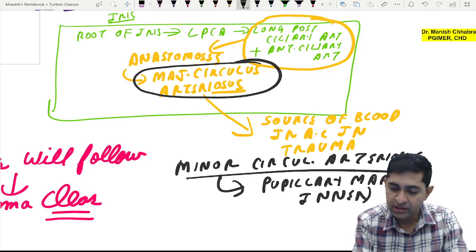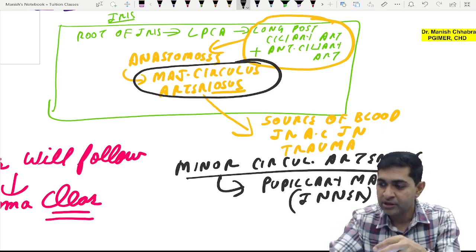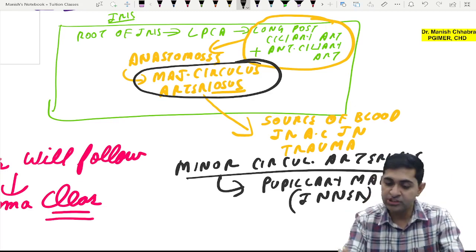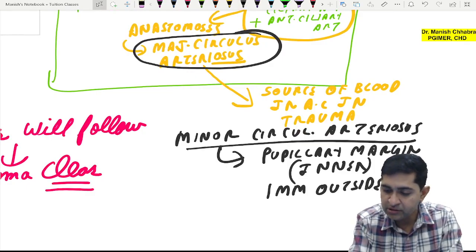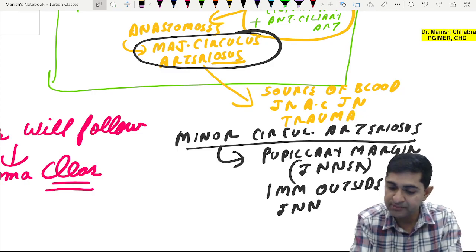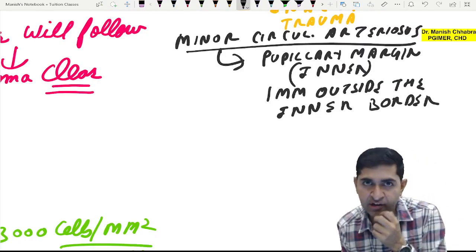It goes till the inner pupillary margin, the inner pupillary border, just 1 millimeter outside the inner border, to be more specific. All right, so this you have understood.